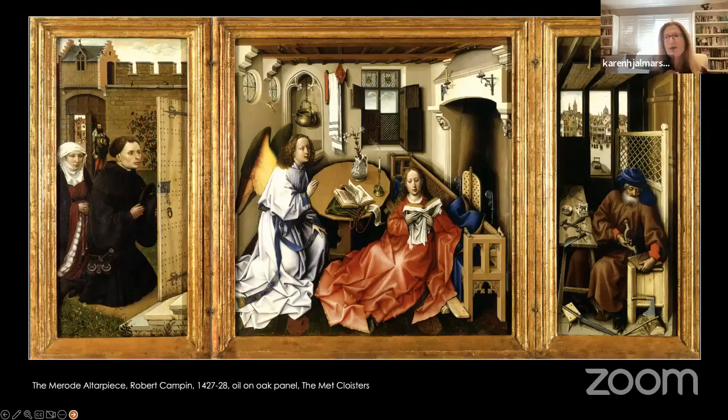So Campin was very important to the development of Flemish art. He was probably the earliest sort of founder of the school. And what we have here is the magnificent Merode altarpiece. So the Merode altarpiece, and you can see it's in the early part of the 15th century, displays so much of what is so magnificent in this region.